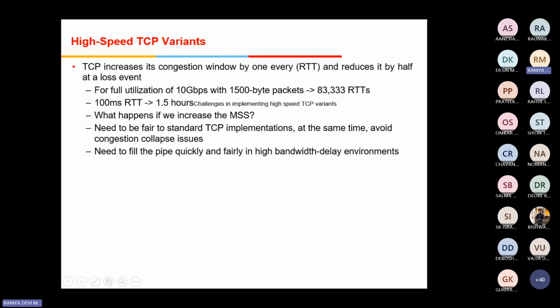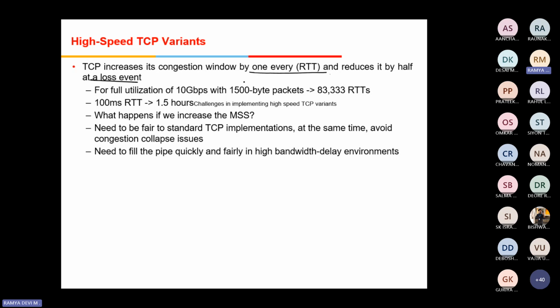So now we'll see the different high-speed TCP variants and the challenges in high bandwidth delay networks. Traditional TCP congestion control mechanisms face certain challenges in high-speed, high bandwidth delay product networks, right? TCP increases its congestion window by one per RTT, and it also reduces the window size by half when packet loss happens. So this growth limits the performance on high-capacity links.